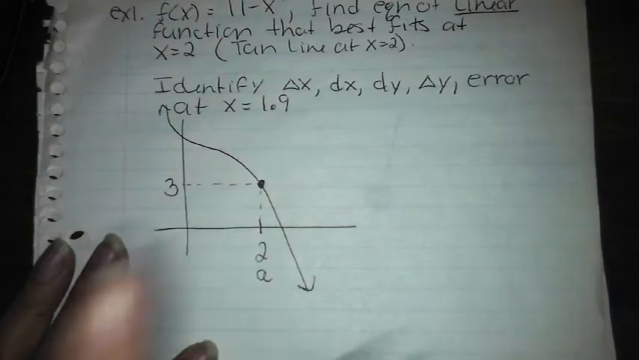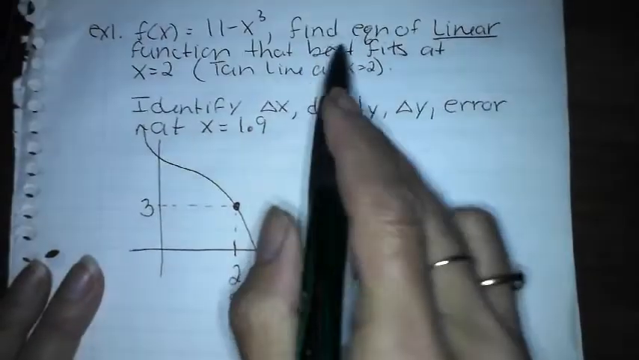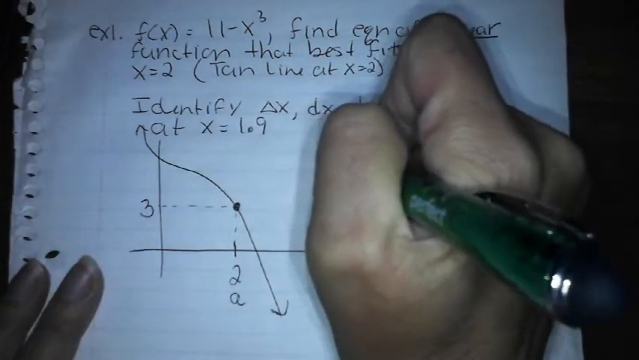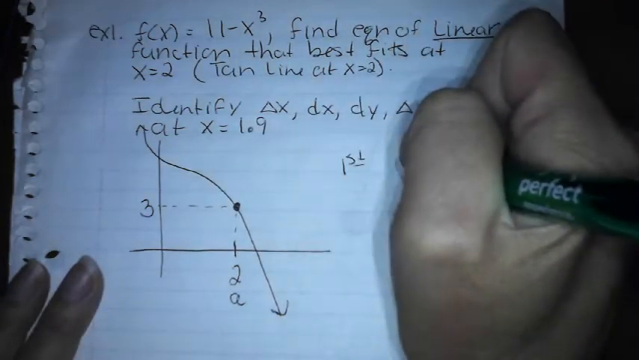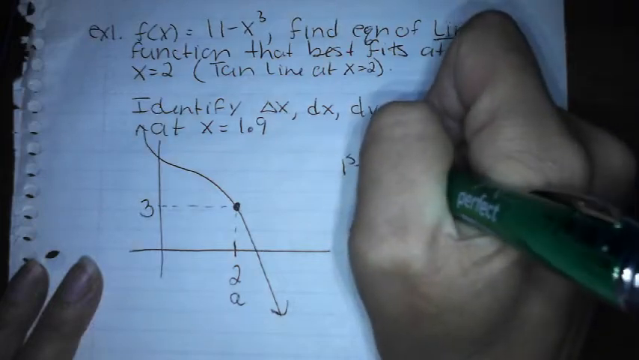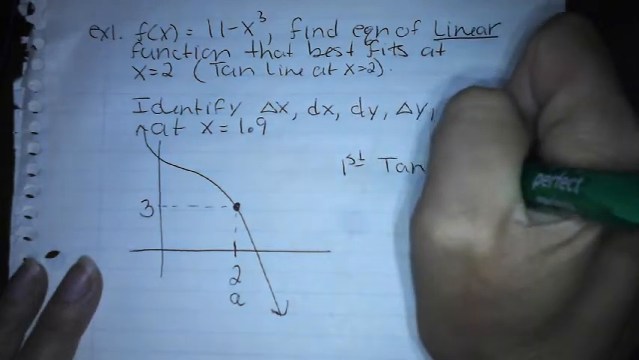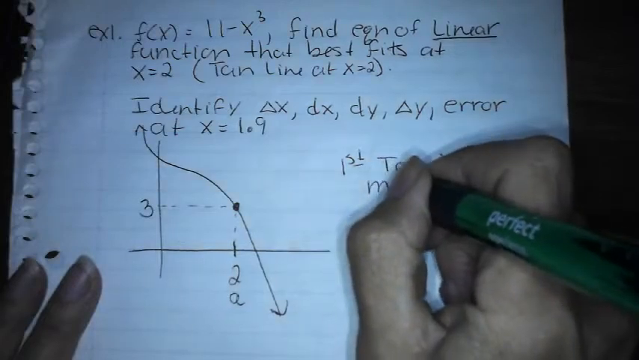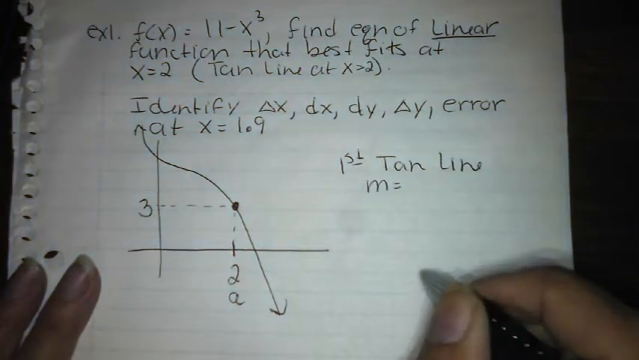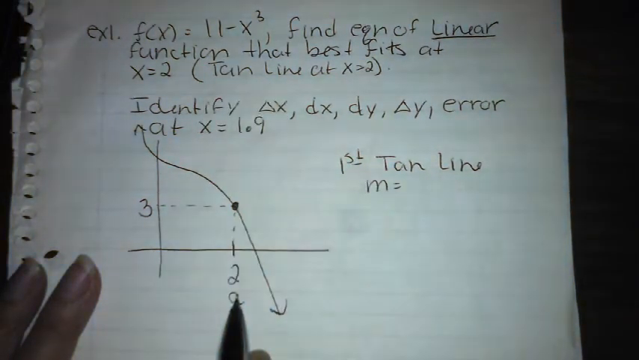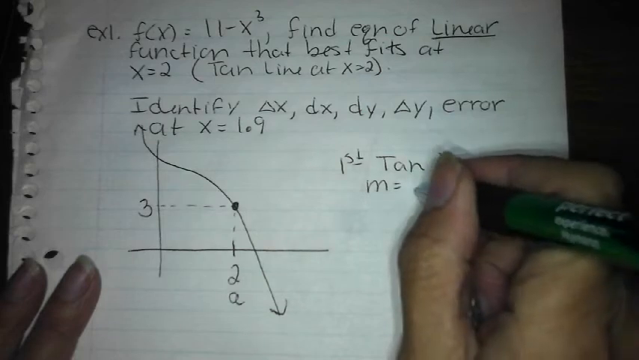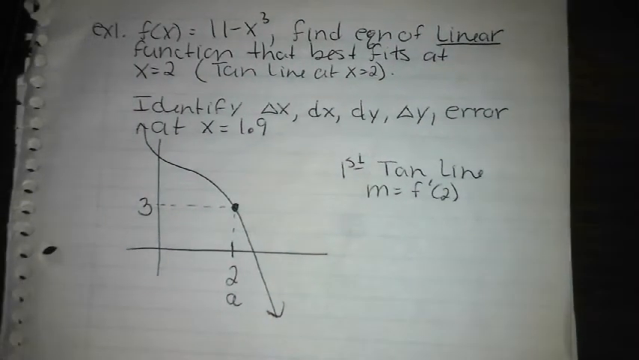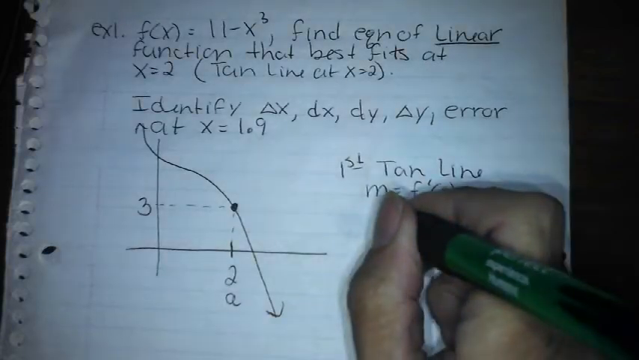Let's work on the tangent line. That's the first thing you're going to do, find the equation of the linear function, the tangent line. So the first step for the tangent line, obviously, is to find the slope. And slope is the derivative at 2, so f prime at 2. The first thing we'll do is take the derivative equation.